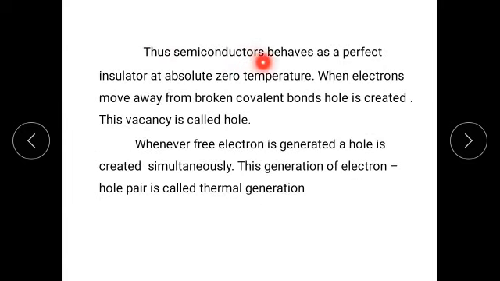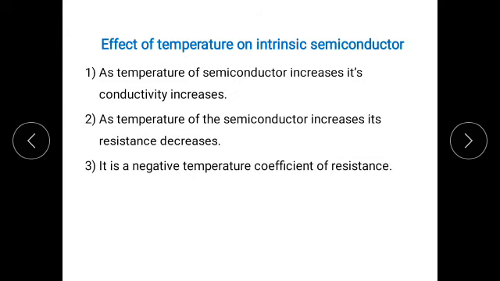and the semiconductor behaves as a perfect insulator at absolute zero temperature. And when an electron moves away from a broken covalent bond, a hole is created, and the vacancy is called a hole. Whenever a free electron is generated, a hole is created simultaneously, and this generation of an electron-hole pair is called thermal generation.